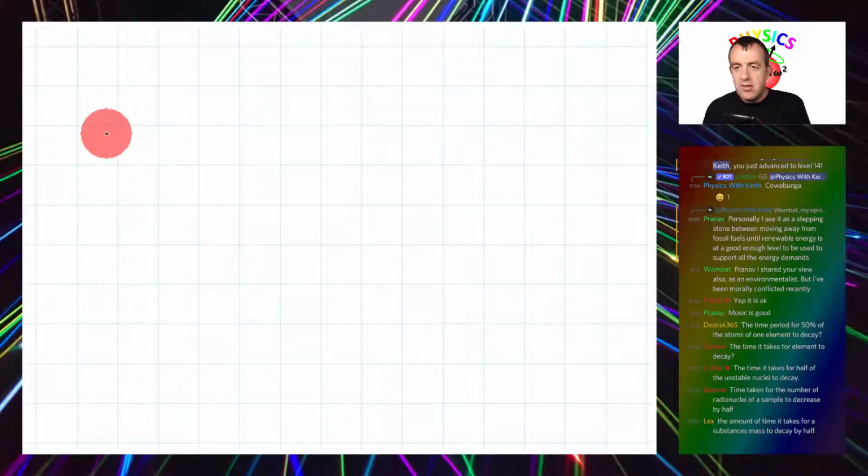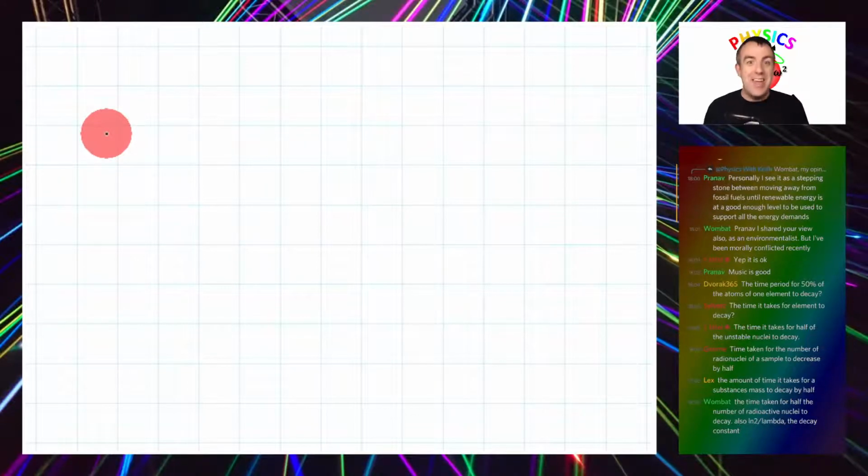Gnome has said time taken... Have you changed your name, Gnome? I don't recognise it. Anyway, it says you're a regular... Oh no, you're just a normal participant. Okay, join in next time and you might become a regular. So Gnome, time taken for the number of radionuclei, I love that word, of a sample to decrease by half, or indeed to half. I suppose that's the same thing. Yeah, I like that, Gnome.